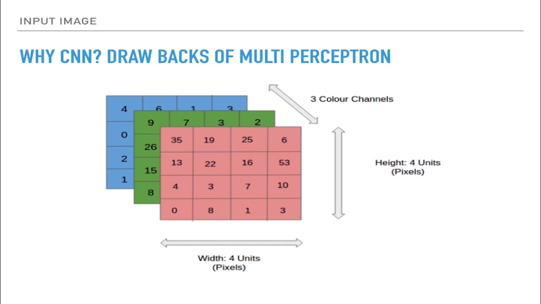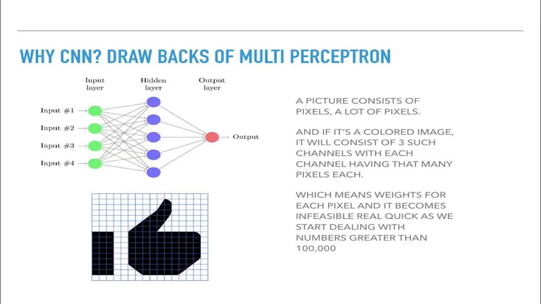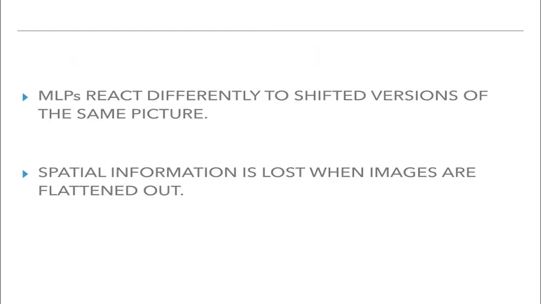A picture consists of a lot of pixels. And if it's a colored image, it will consist of 3 such channels, with each channel having that many pixels each. Which means weights for each of those pixels, and it becomes infeasible real quick. And we start dealing with numbers greater than, let's say, 100,000. Another problem is multi-layer perceptrons react differently to shifted versions of the same picture. Another issue is spatial information is lost when images are flattened out.